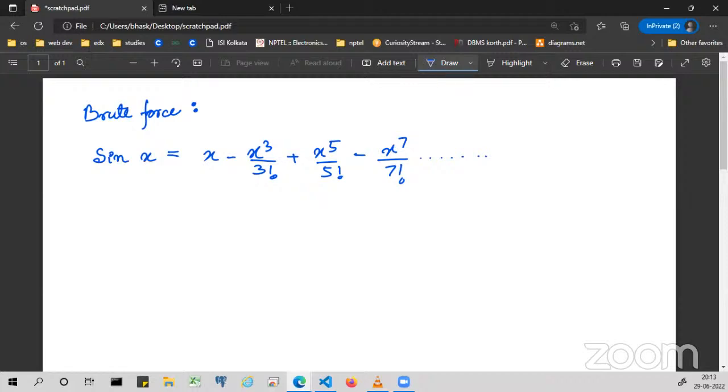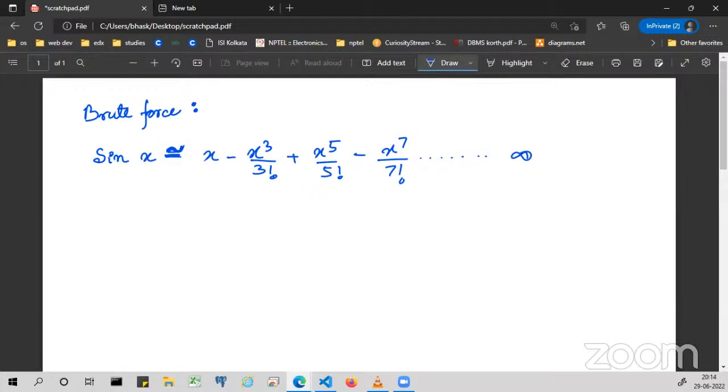What this means is, if you put the angle x for sine x, it's better to keep it in radians, so you put an x value in radians for sine of that value, and put that radian value into x minus x cube by 3 factorial plus everything in this series, you would get an approximately same result. Theoretically, as you go to infinity, you get the exact value.